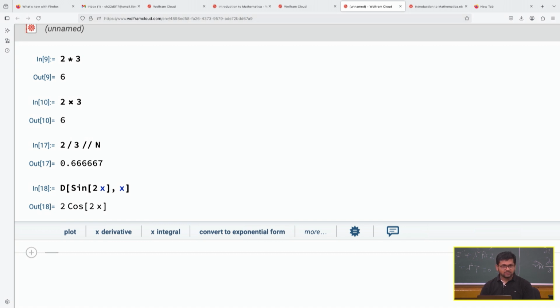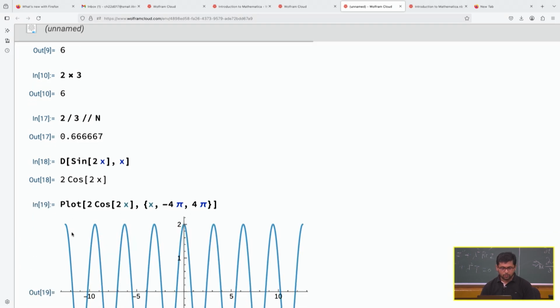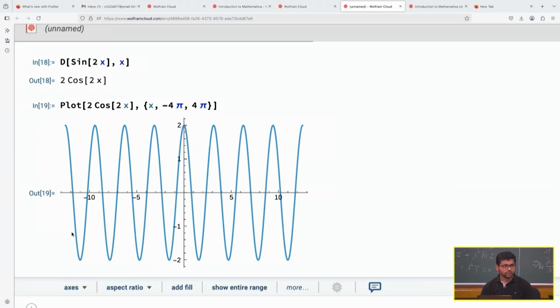The other thing is, after every output, Mathematica shows some suggestions: do you want to plot, do you want to take the x derivative, do you want to integrate it. So, if you want to plot 2 cos 2x, you can directly click on plot. It will give you the plot of 2 cos 2x. Okay.